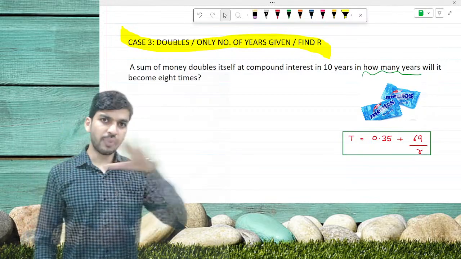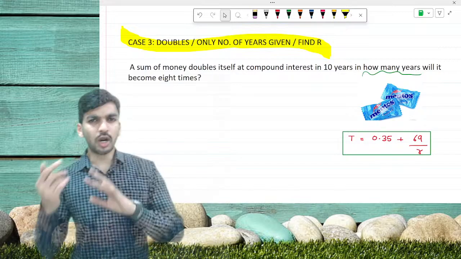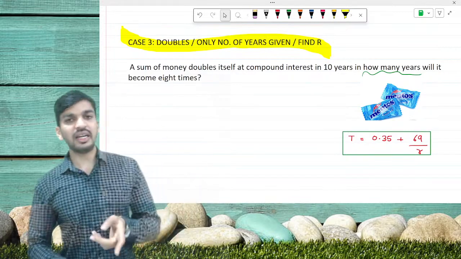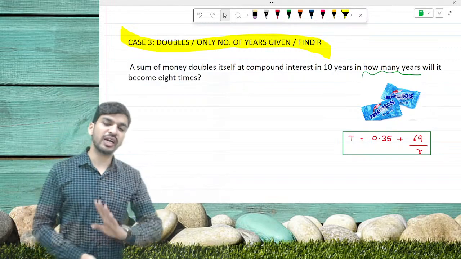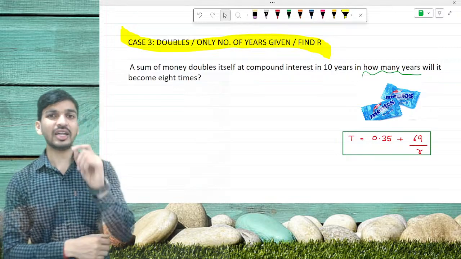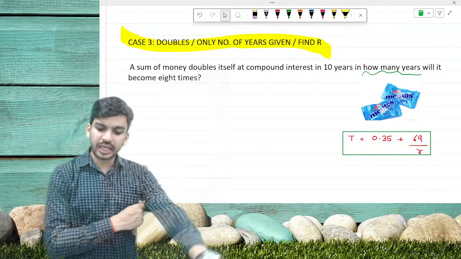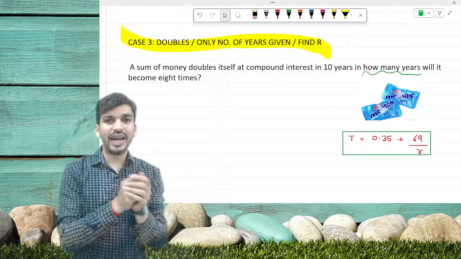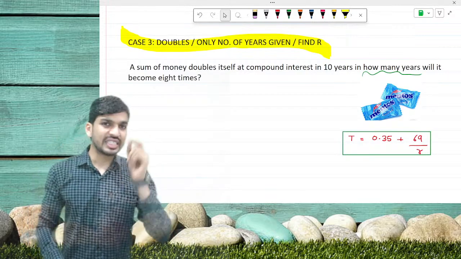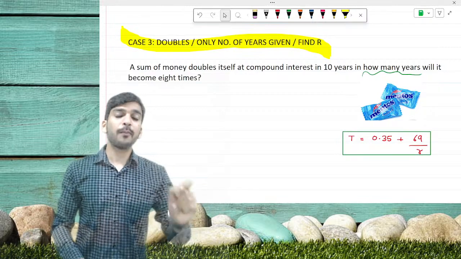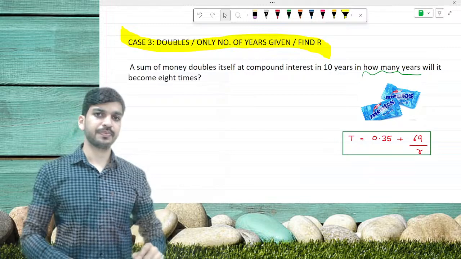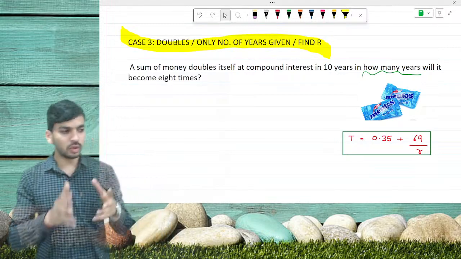First case, very simple one. Second case, quarterly, semi-annual and monthly compounding. Third case, where it is getting doubled, or we have to find out the value of r. The Mentos trick, here it is. The formula that we are going to use is t, that is time, is equal to 0.35 plus 69 divided by r. Let's see how to solve and how to crack this question.